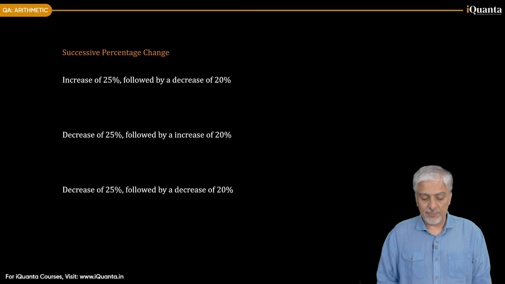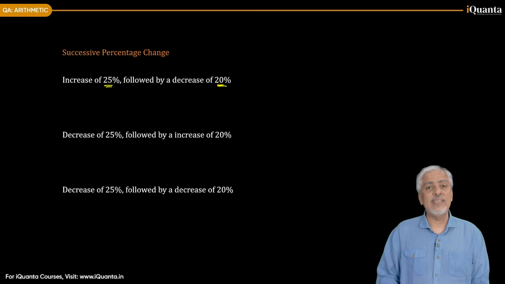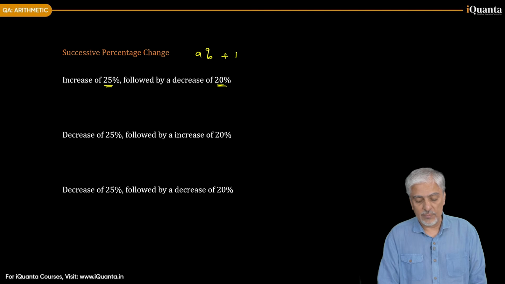Let's take three examples. Increase of 25% followed by a decrease of 20%. What will happen over here? Let's try and use the formula because the numbers are easy. As the numbers get difficult, I'll try and use different approaches. So right now for this, I'm using this particular formula method. As I said, you could use any of the methods. There is no problem.